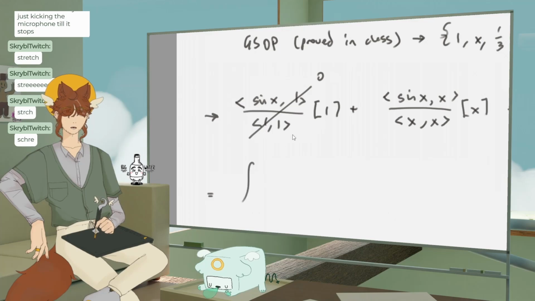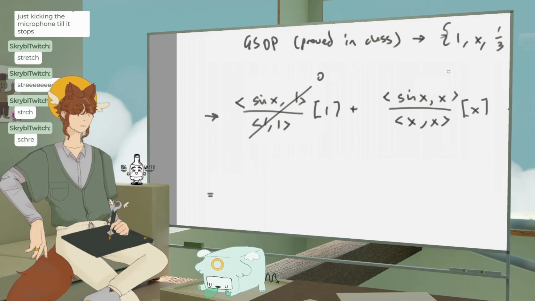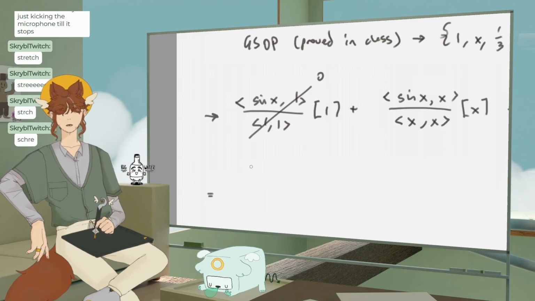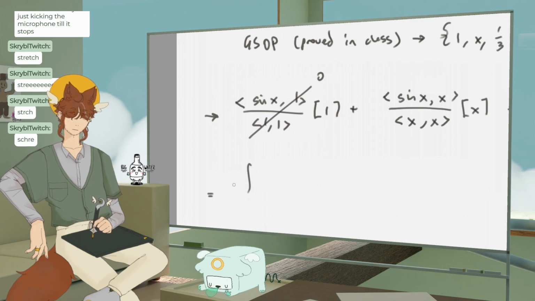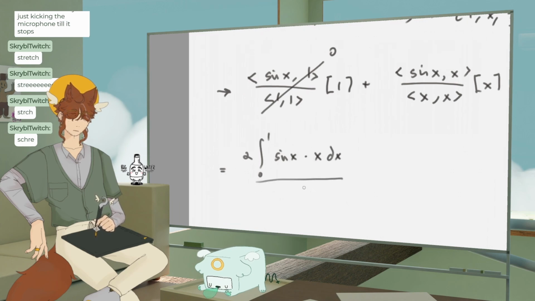Okay, so sine x times x is, well, I guess I should probably write the integral. Sine x over x times x, that's gonna be an even, so that'll be chill.